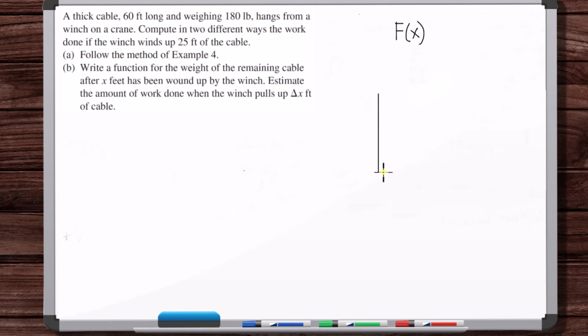We can look at this graphically. This is an area under the curve problem. This is the force. This is the position.